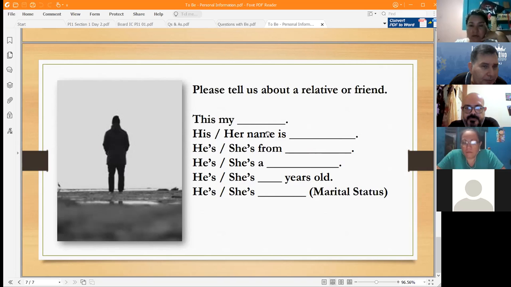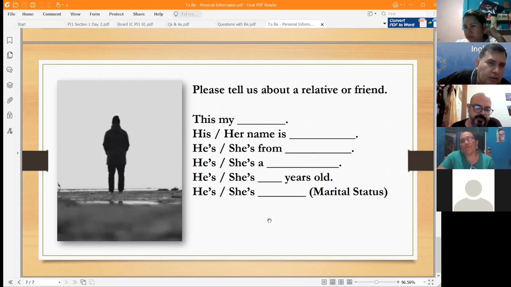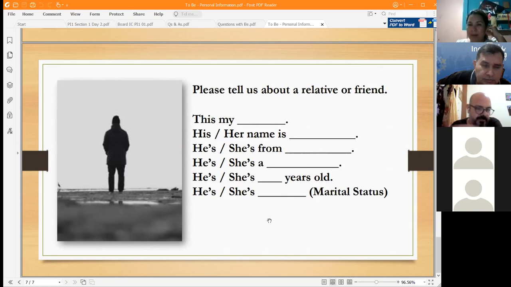This is my, for example, this is my brother. His name is Juan. He's from Mexico. He's a lawyer. He's 32 years old and he's married. What are the other options? Married? Single? Divorced? And what else? Widowed, right? So we have widowed.